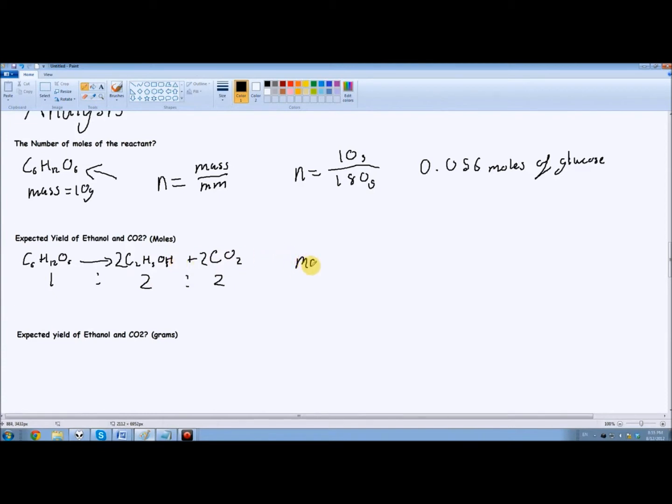So therefore, the moles of both ethanol and CO2, which is carbon dioxide, is twice as many as glucose, right? So it's 0.056 times 2, which would be 0.112 moles, correct? So that is how many moles we have for both ethanol and carbon dioxide. So that is our expected yield. If everything goes perfect, this is how much CO2 and ethanol will be produced.